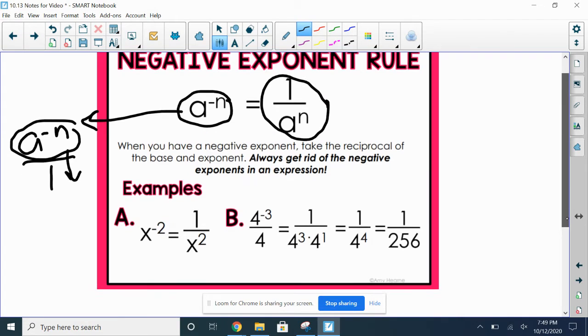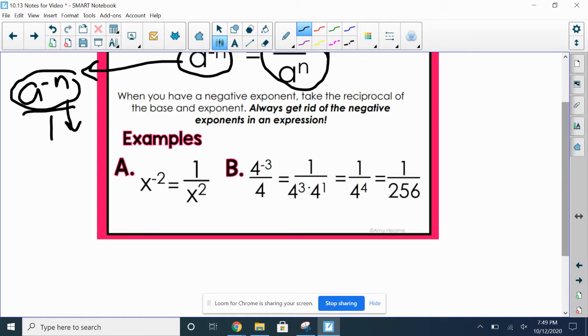So you would get 1 over a to the positive n. Let's look at another example. If you look, we have x to the negative 2. This is over an assumed 1, and you would flip it. So x to the negative 2 over 1, the 1 moves to the top, and you have x to the positive 2. The sign switches.